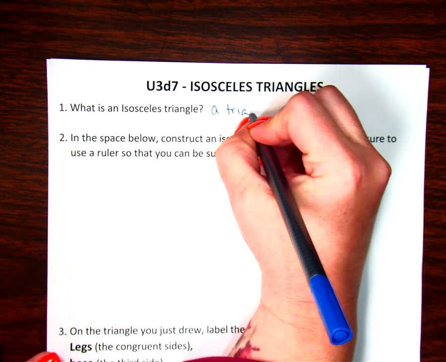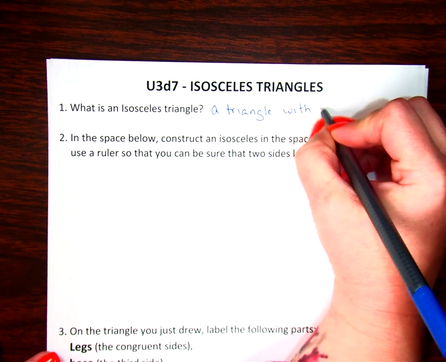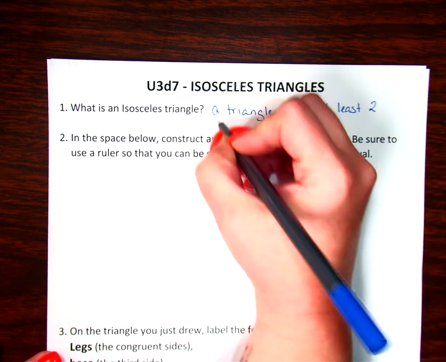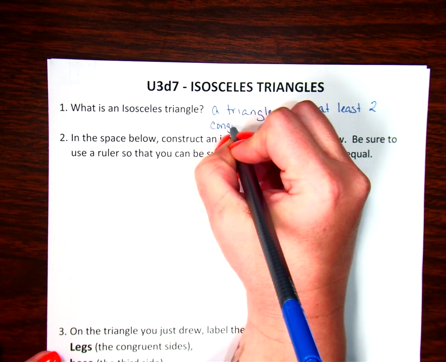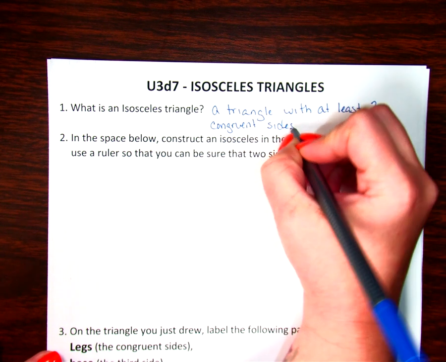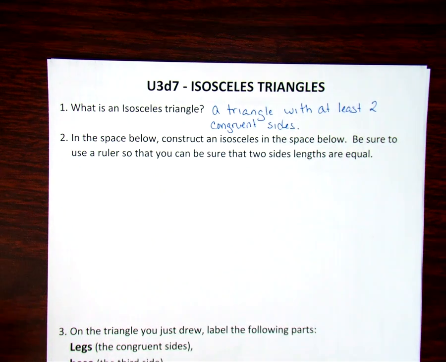A triangle with at least two congruent sides. So that means it can have more than two. All three sides could be the same, but we would really want to call that equilateral. But two of the sides have to be exactly the same.